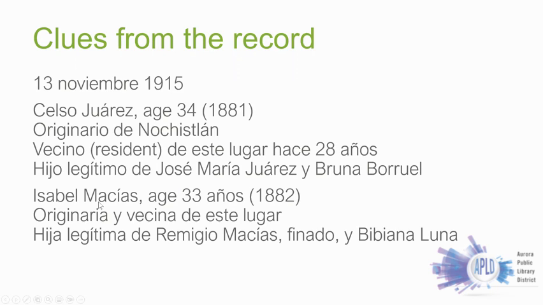And then I have information here about Isabel. She's 33. That calculates to a birth date of about 1882. And she's a native, originally from and resident of, vecina de este lugar, meaning Aposol, because remember, we're in Aposol. And then it tells us that she's the legitimate daughter of Remigio Macias, who is deceased, and Bibiana Luna, who is her mother.